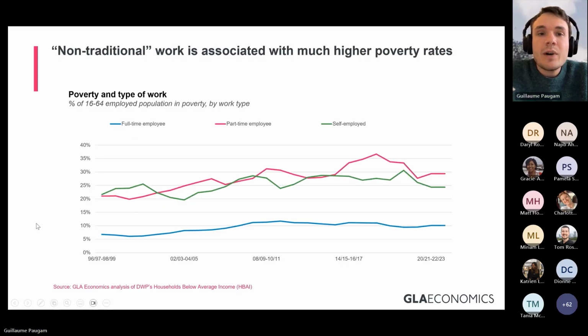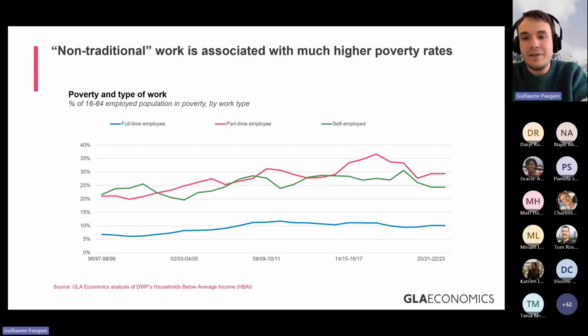So when we talk about in-work poverty, a key thing is trying to understand the type of work, actually, because the realities are very different depending on the type of work people do. And there's so many characteristics of work we could delve into. Here, I just look at very simple characteristics. It's whether people are employees or self-employed, and amongst employees, whether they are full-time or part-time employees.